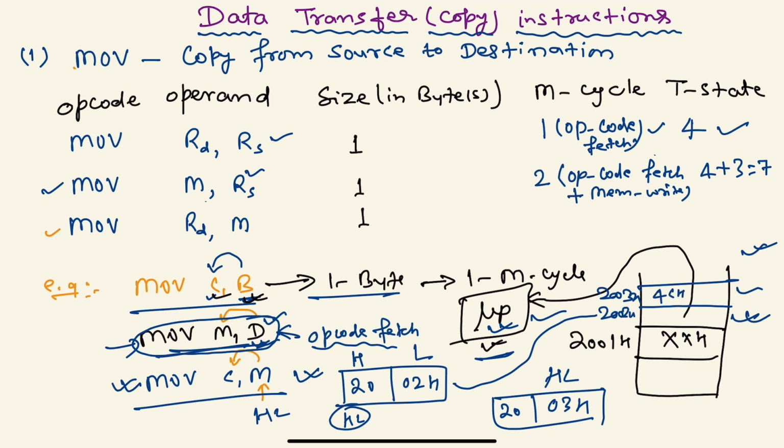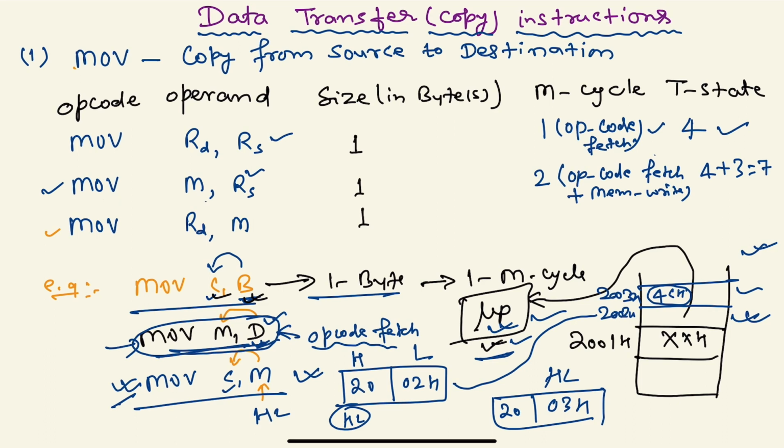So what will happen? First of all, this will perform the opcode fetching. This move C comma M will perform the opcode fetch operation, and that will take 4 T state. The second operation will be copying this content 4CH into the C register of this microprocessor. So for execution of this instruction, it is accessing memory 2 times.